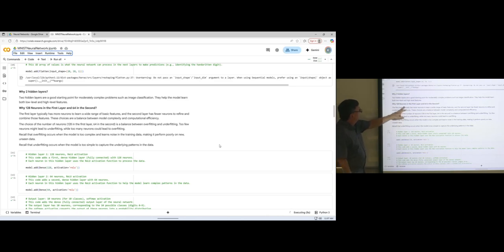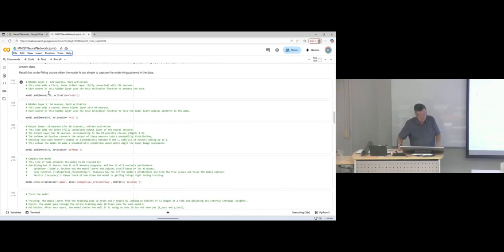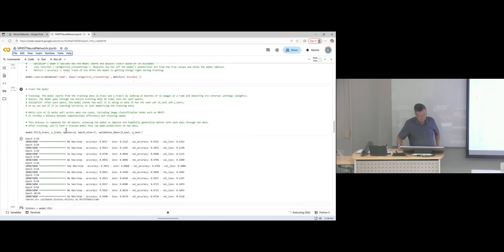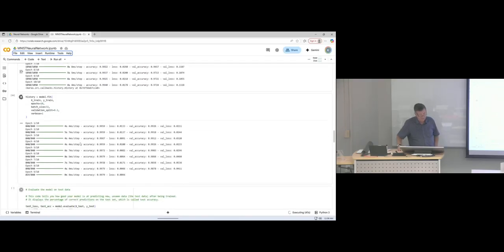Okay. 128 in the first because the actual handwriting has more alignment to basic features. And the second layer has fewer neurons to refine those features. So what we're trying to do is balance complexity with efficiency, of course. So I want to balance overfitting from underfitting. So as you come down, and I'll show you that in a minute, there's your hidden layer set up. Hidden layer 1, hidden layer 2, the output layer with 10, compile the model, and so forth. Okay, in this case we ran 10 epochs, and as you can see, it's still grinding away merrily.